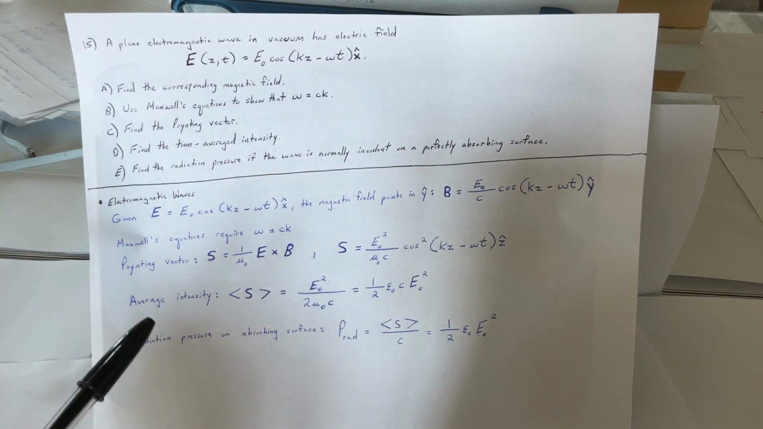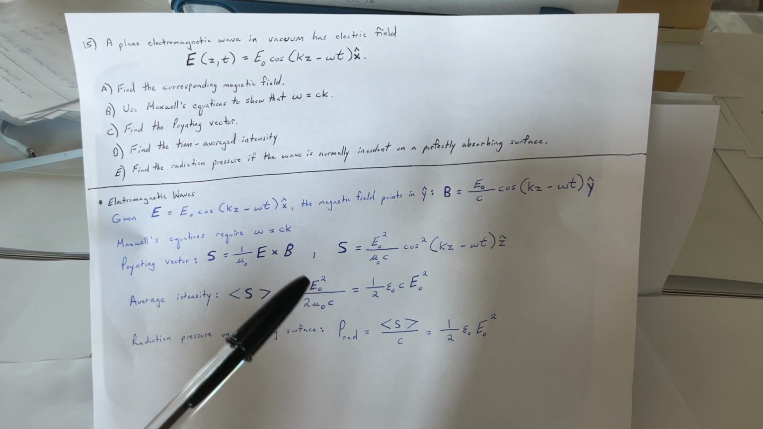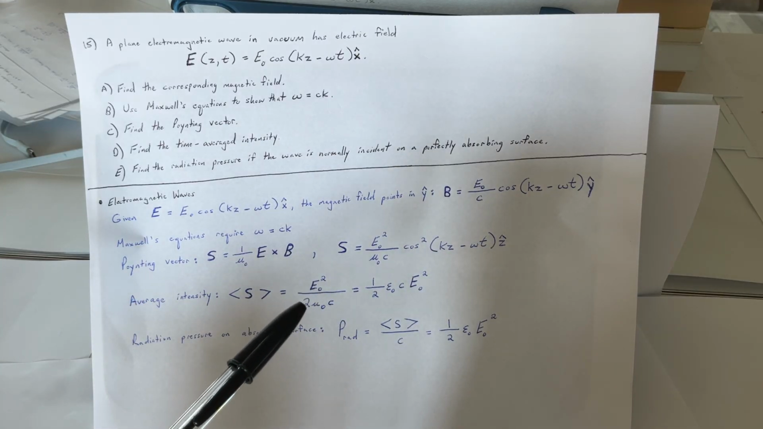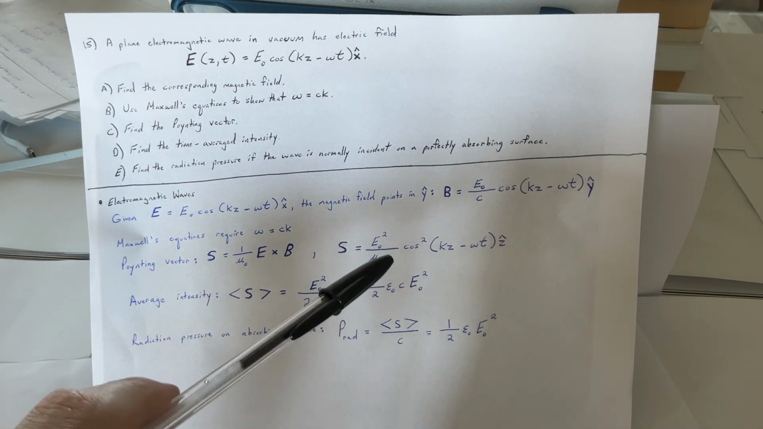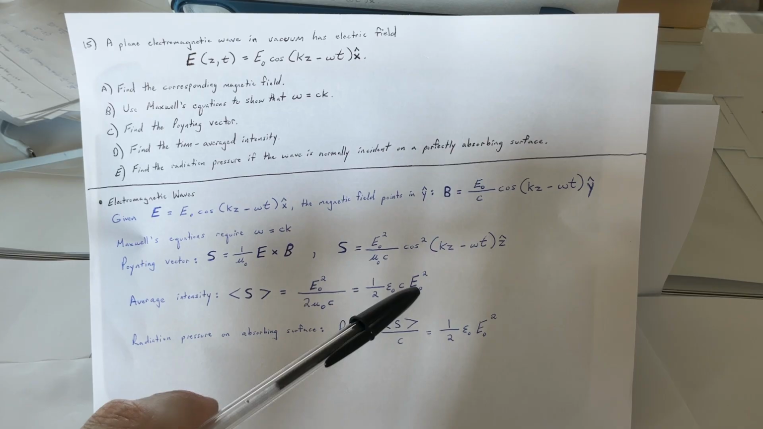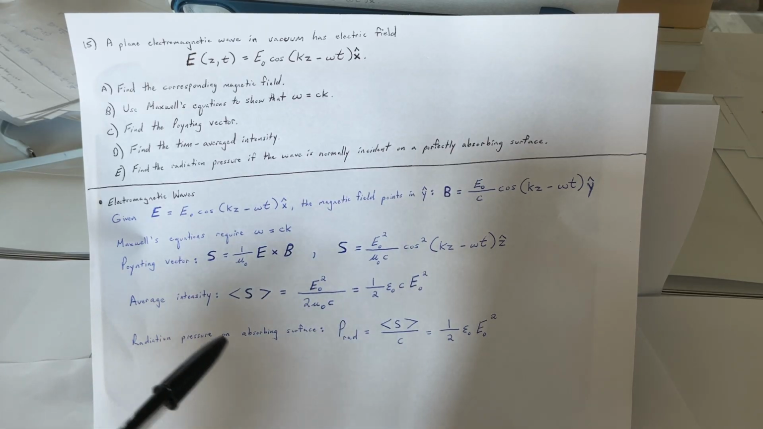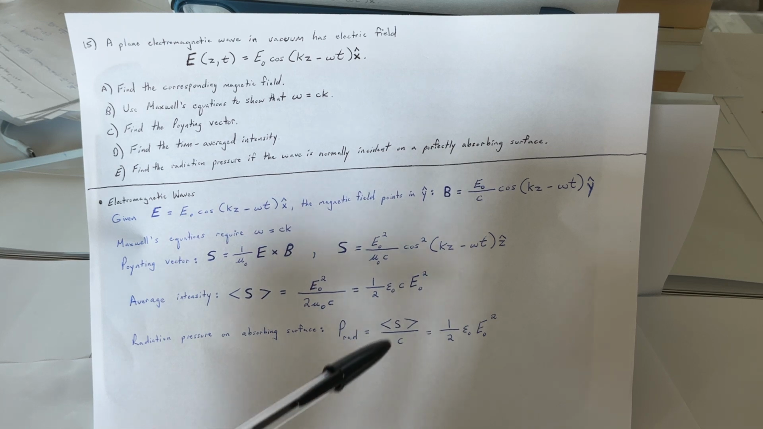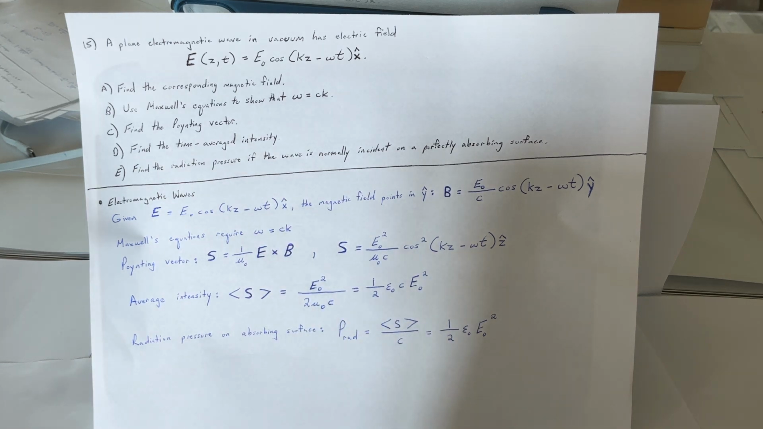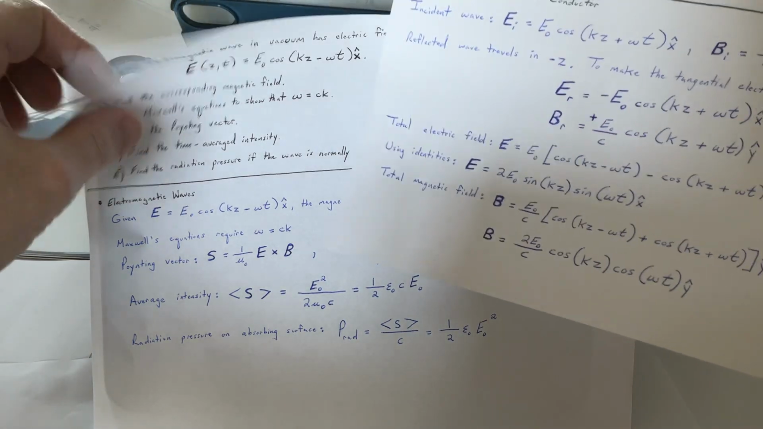Our average intensity is E naught squared over 2 mu naught c, equals 1/2 epsilon naught c E naught squared. And our radiation pressure on the absorbing surface, P sub rad, equals that average intensity divided by c, so 1/2 epsilon naught E naught squared. So that's number 15. Moving along to 16.